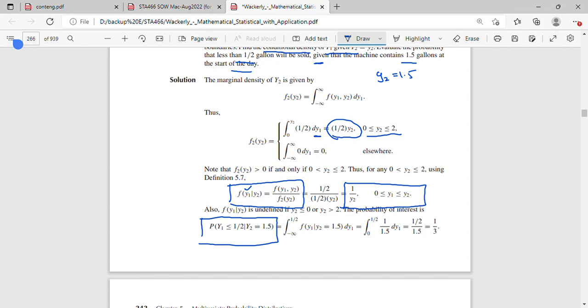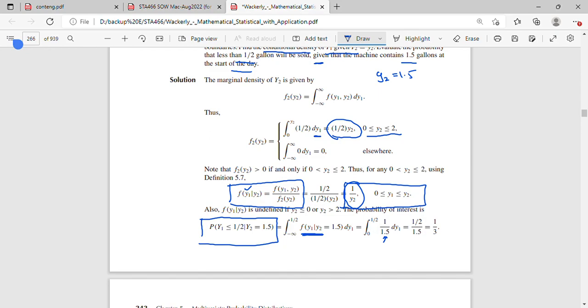Sekarang kita dapatkan probability of y1. So kena integrate okay, probability of y1 given y2. Kena integrate which function? Function untuk y1 given y2. Function y1 given y2. So kena ambil function ni. Kena integrate this function. Okay. Tapi dia kata given y2 equal to 1.5. So kita boleh replacekan y2 ni dengan 1.5. So because of that kita dapat ni.